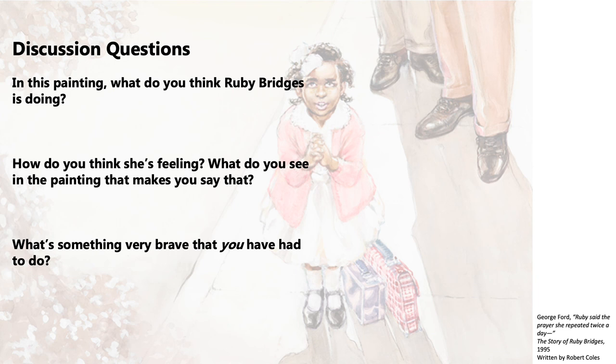Let's hit pause and check out the discussion questions. In this painting, what do you think Ruby Bridges is doing? How do you think she's feeling? What do you see that makes you say that? What's something very brave that you have had to do?